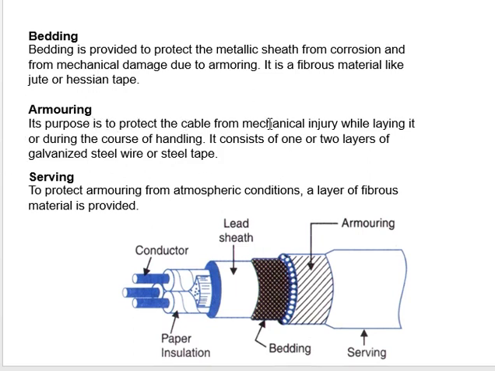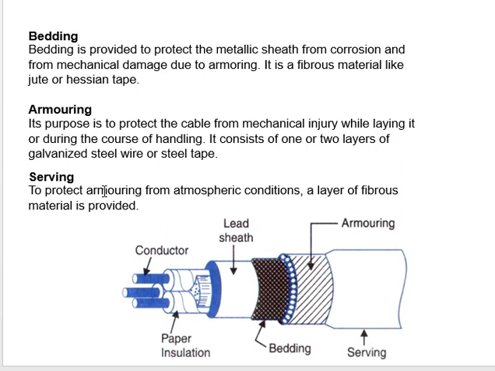Next, the purpose of armoring is to protect the cable from mechanical injuries. After serving there is armoring, which is made from lead, aluminum or galvanized steel. This material is very hard. While laying, if a third person comes near your cable and digs at that place, the cable may get damaged. To avoid such circumstances, we give armoring to the cable so that it can be easily protected.